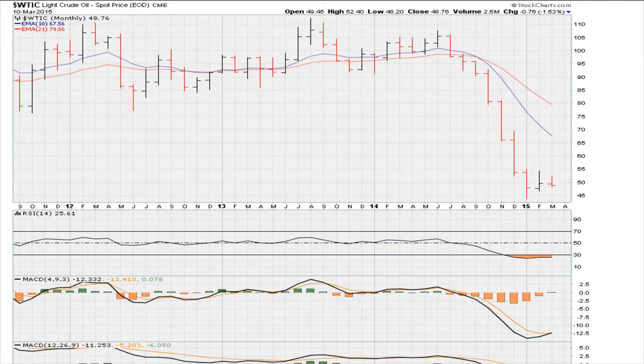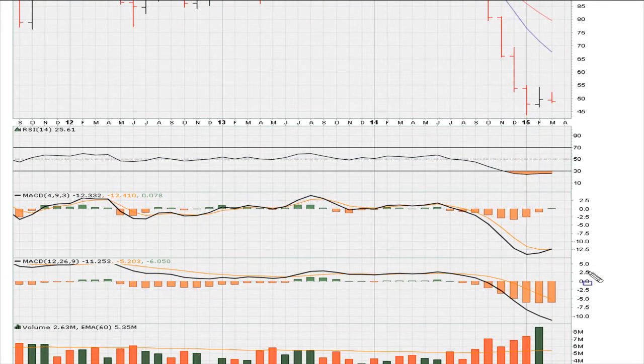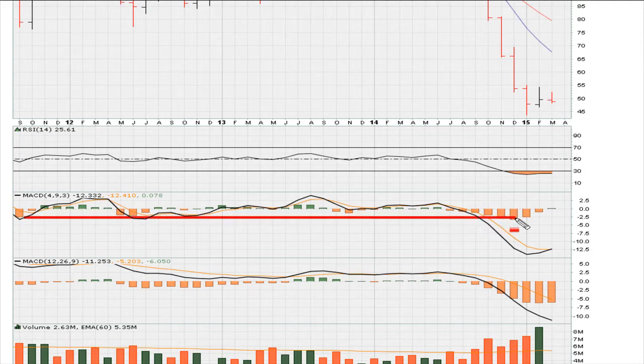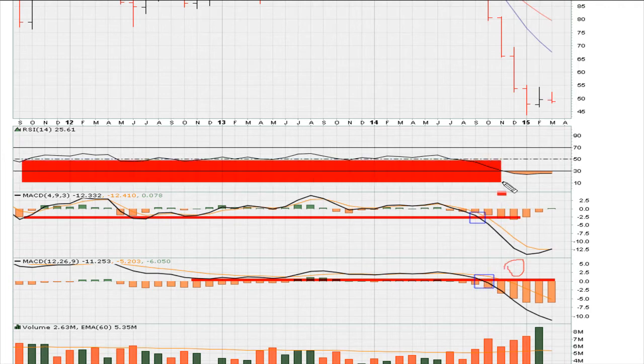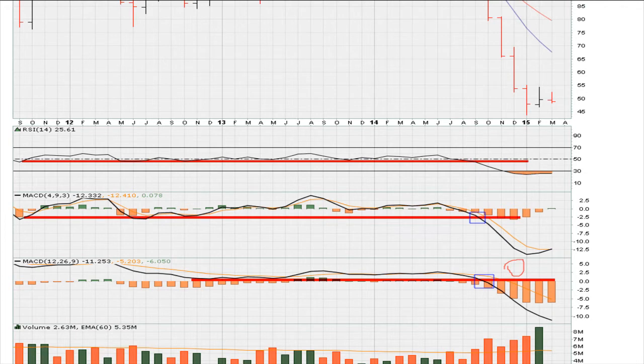We can also see that at the same time the MACDs were making fresh 3-year lows. So there is your move to 3-year lows on one of the MACDs, and on the main MACD you can see there was a move to 3-year lows, and also the MACDs moving below 0. So that crossed below 0, and the RSI was already trading at 3-year lows. Here corresponds with the market trading here in the 90s.